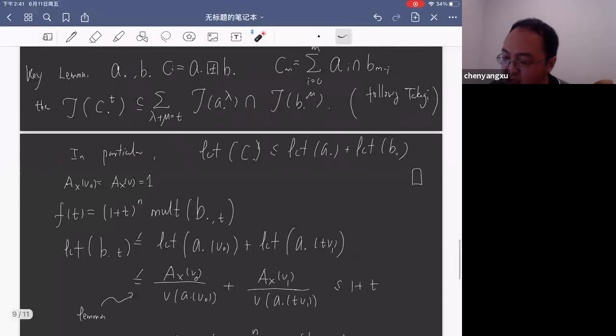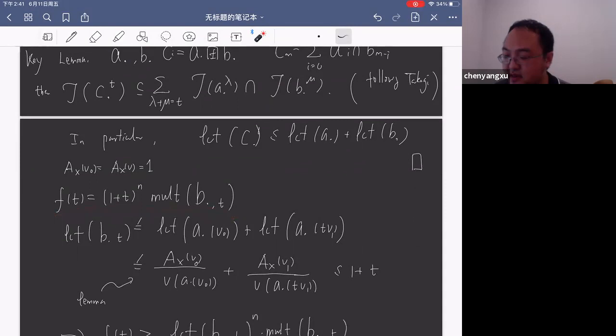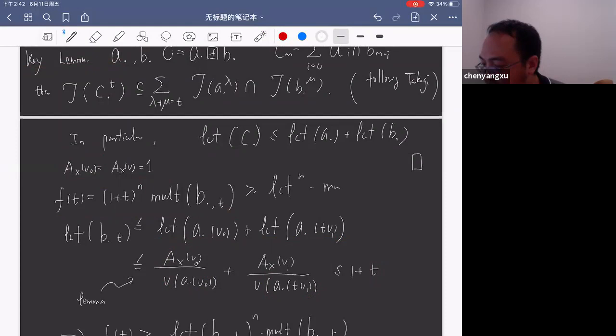And then I make this construction for V0 and V1, so I have a B here. I consider this function, which is 1 plus t to the power 2n, times the multiplicity here. I choose this because if I calculate the log canonical threshold of this, then I apply this key lemma. I know that this is less than or equal to the log canonical threshold of this one plus the log canonical threshold of this one. The log canonical threshold of this one is 1 because I choose the discrepancy to be 1. And the log discrepancy of this is t, because again I choose this to be 1. So this is 1 plus t. In other words, this is larger than the log canonical threshold times multiplicity of b dot t.